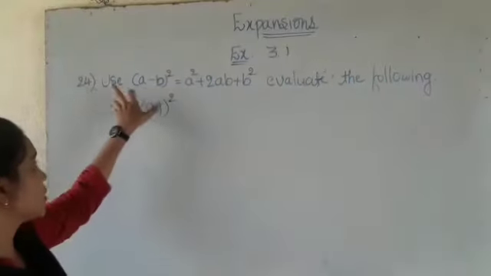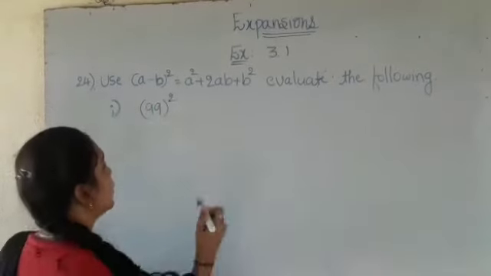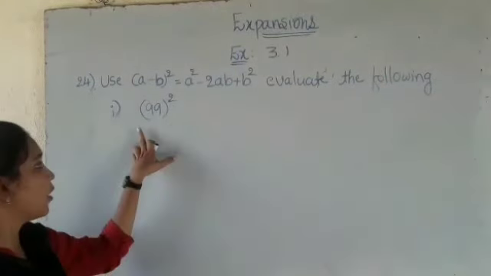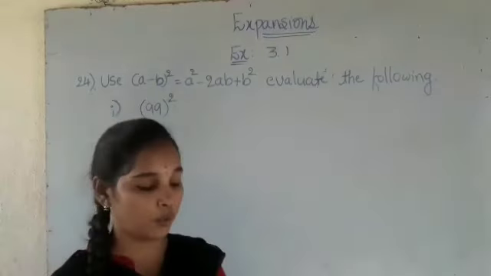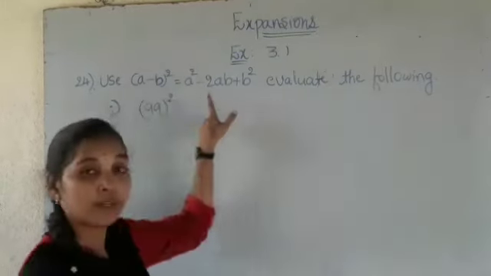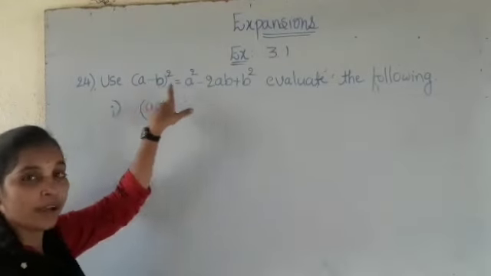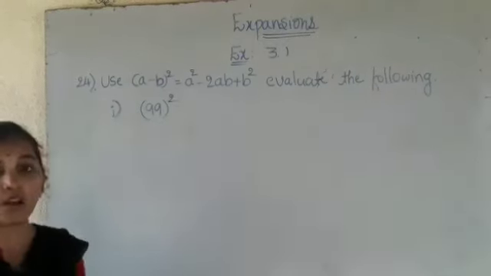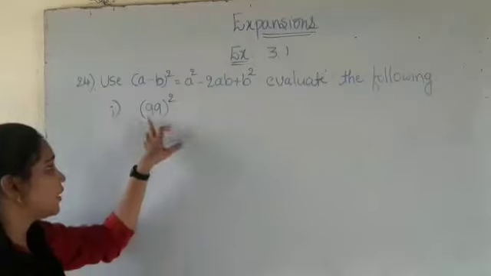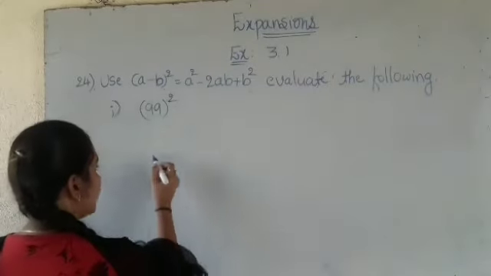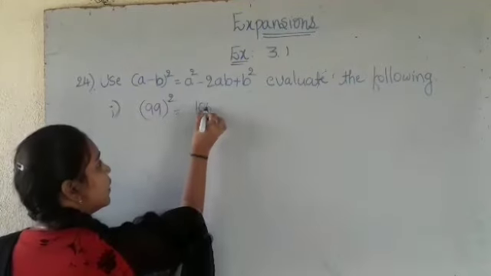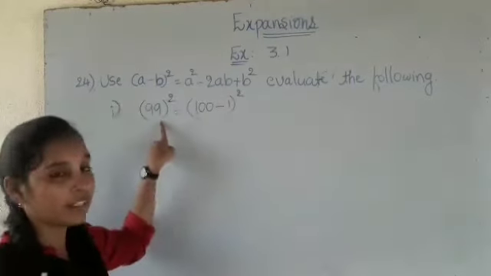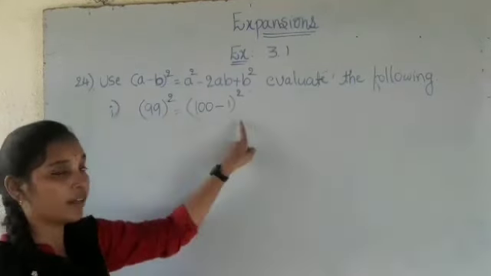Okay. 24, that is, use a minus b whole square is equal to a square minus 2ab plus b square, to evaluate the following. The first one is 99 whole square. As in the previous question we did with a plus b whole square, here we have to use the identity a minus b whole square. So the given number we have to write in terms of a minus b whole square. How can we split this one? 99 is very near to 100, so we can write this as 100, and we have to use the minus. So 100 minus 1 whole square is nothing but 99 only. So we have to split like this: 100 minus 1 whole square.